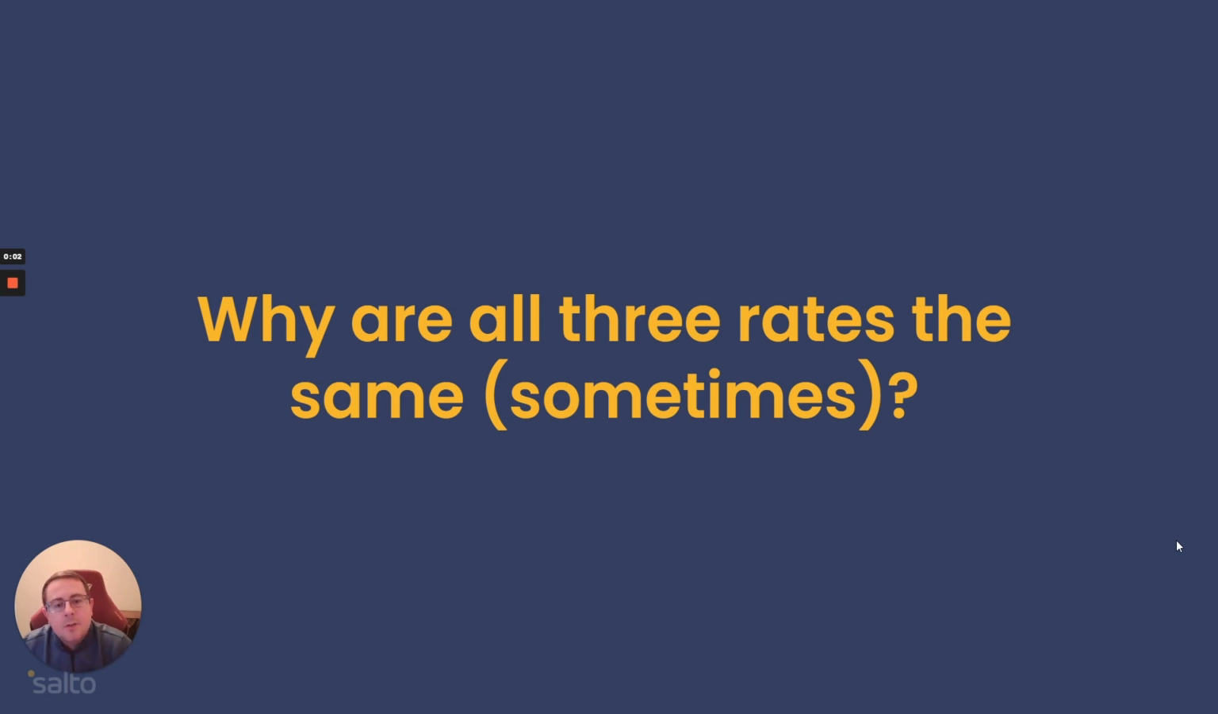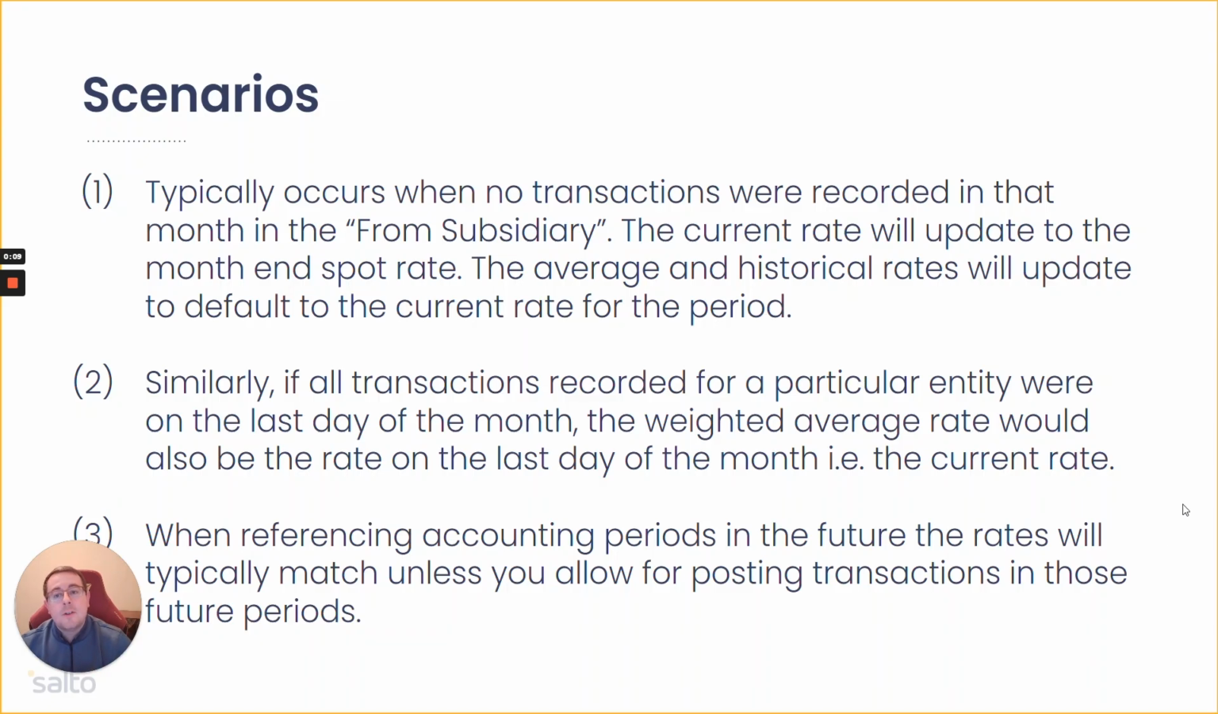Let's move on and take a closer look at some of the scenarios where all three consolidated exchange rates are the same. The first scenario to consider is when there are no transactions recorded for a particular subsidiary for a particular accounting period. The current rate will update, of course, to the month-end spot rate, as we know from what we've reviewed earlier in the course. The average and historical rates will also be updated to the default value of the current rate.